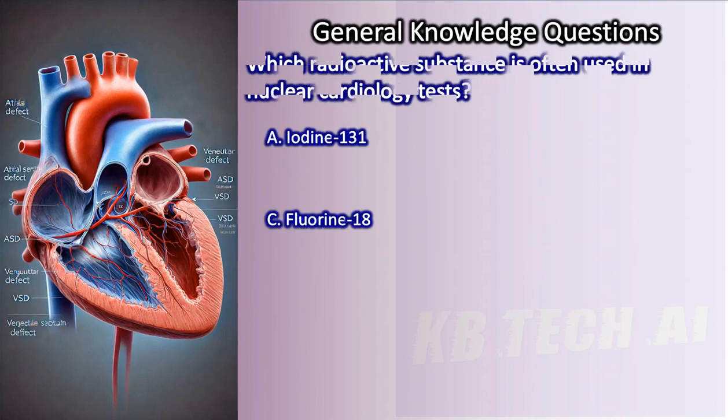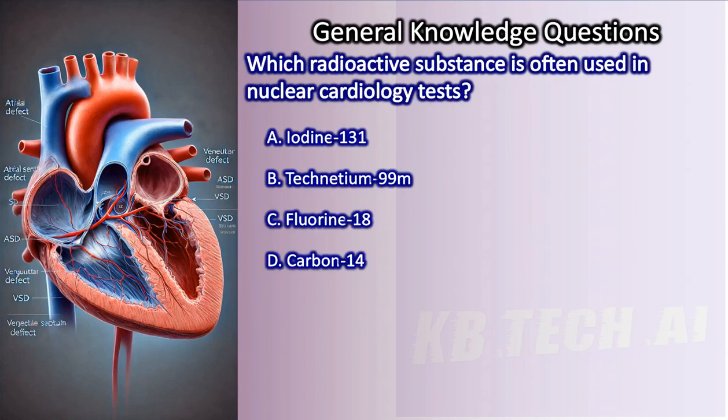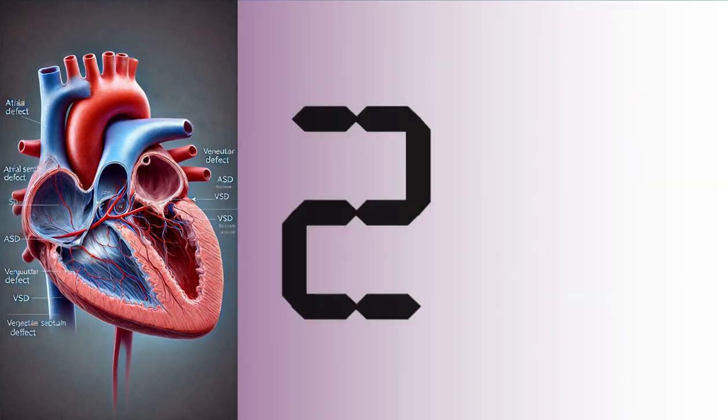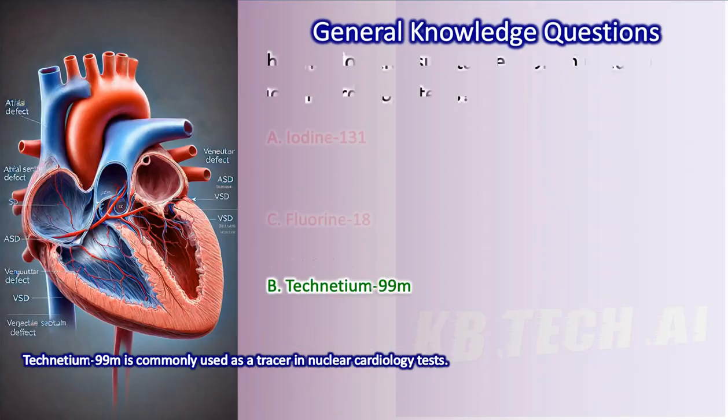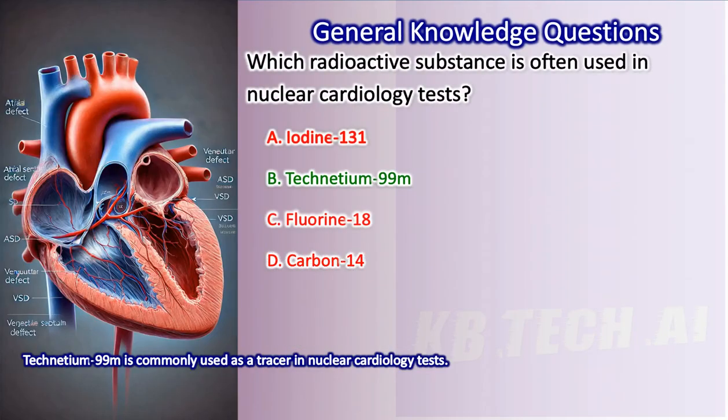Which radioactive substance is often used in nuclear cardiology tests? Option 1, iodine 131. Option 2, technetium 99m. Option 3, fluorine 18. Option 4, carbon 14. The answer is option 2, technetium 99m.